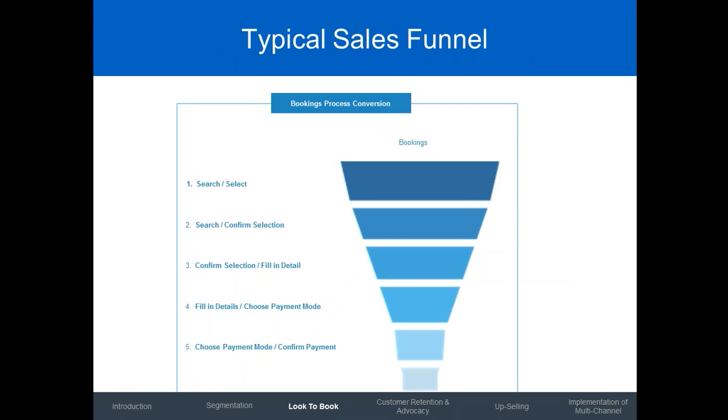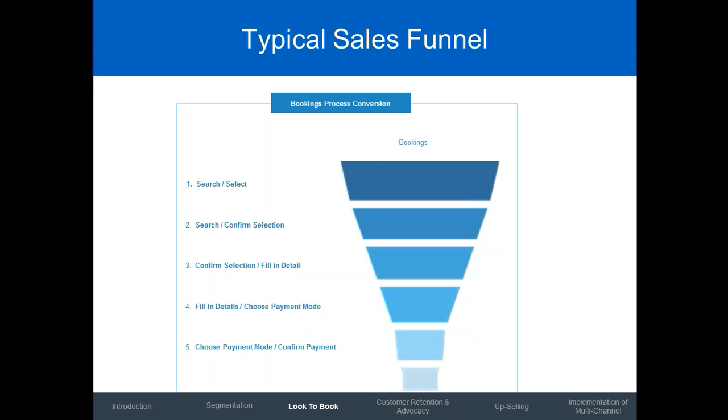This is how a typical sales funnel would look. The customer or the guest comes and makes a search. That's where the majority of people would come and see the search result page, where the price and the description are listed, and that's the page where the maximum drop off happens. The next page is confirming a selection. Out of multiple options, they select a flight or hotel.